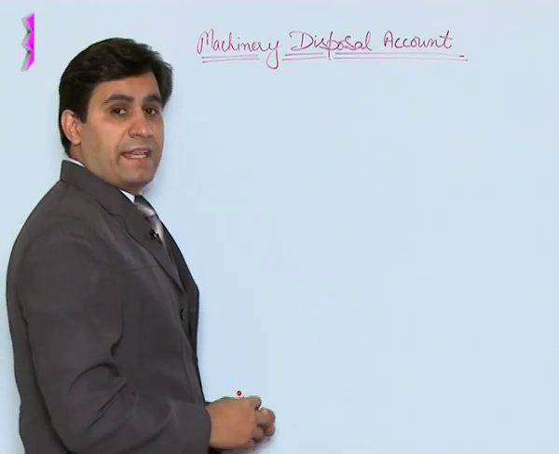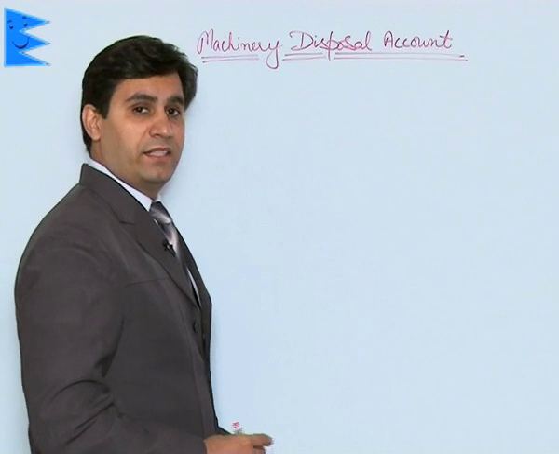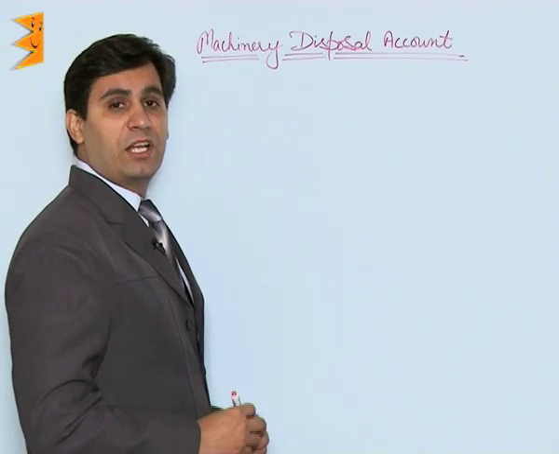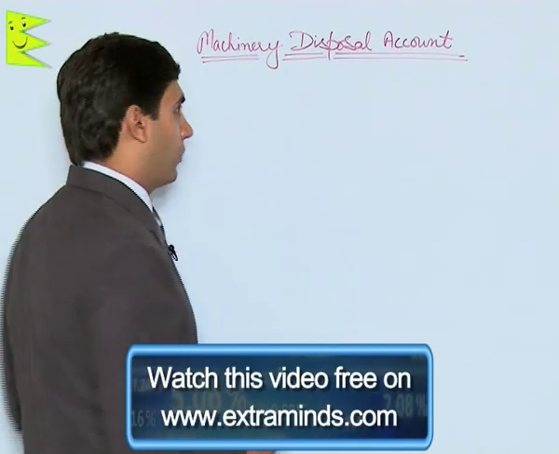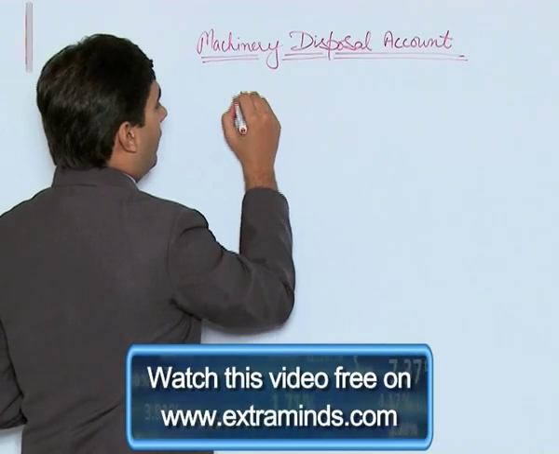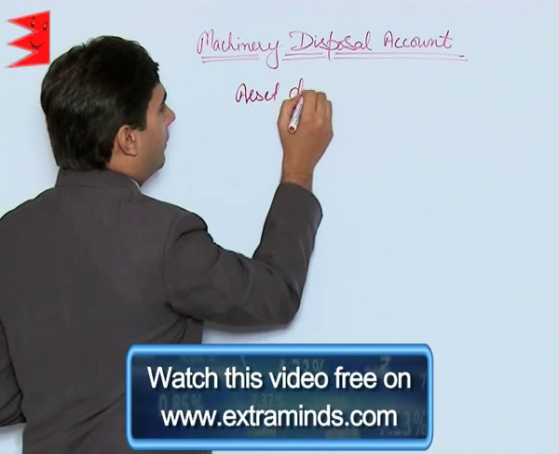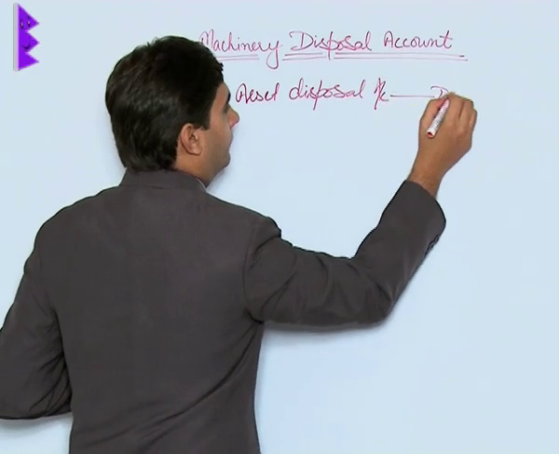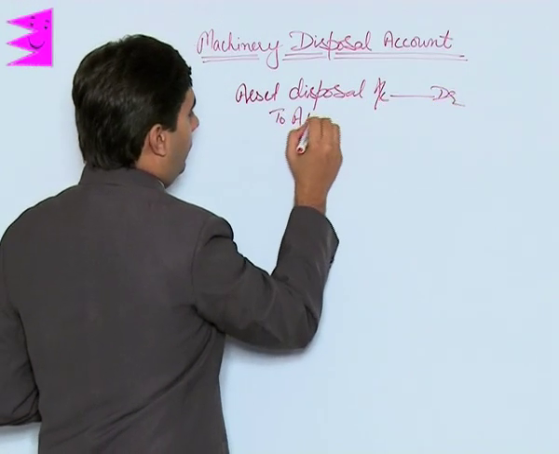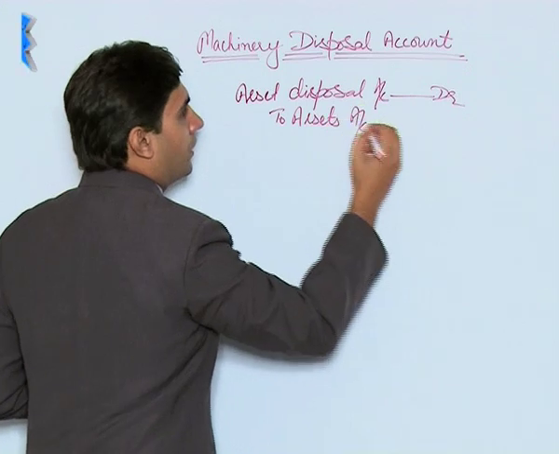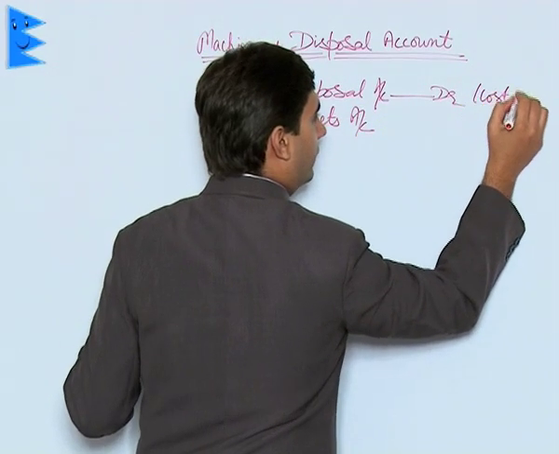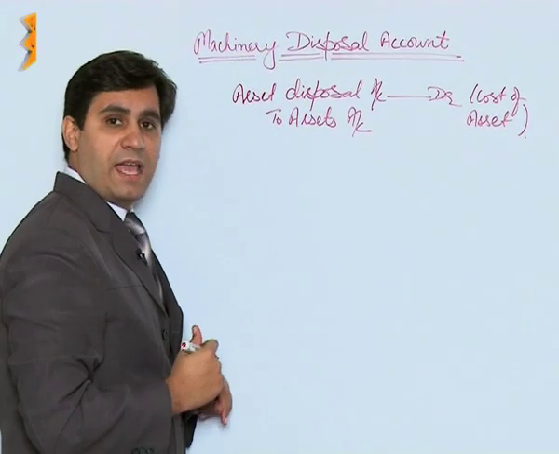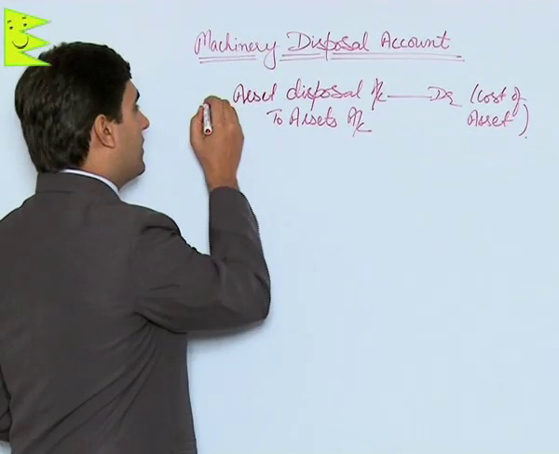Now, whenever we sell an asset, the balance of that asset is appearing in the asset account. So, that balance has to be transferred to asset disposal account. So, the entry would be asset disposal account debited to assets account. That is the cost of the asset, the cost as it appears in the asset account. This is entry number 1.